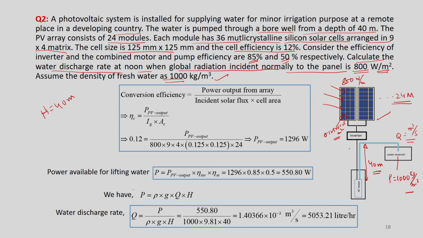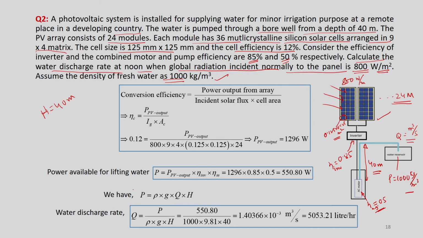The inverter efficiency is 85% or 0.85, which I can write as eta inverter. And this motor generator component, or I will write motor pump, because the motor will be connected to lift the water, has an efficiency of about 50%.